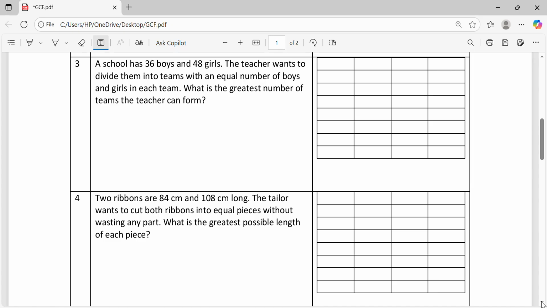Let's try to do it in a table method. We put 36 here, and next we put 48 here, that stands for girls. Since both numbers are even numbers, the factor that we'll have to put here first will be 2. 2 can divide both numbers. 36 divided by 2, we get 18. 48 divided by 2, we get 24.